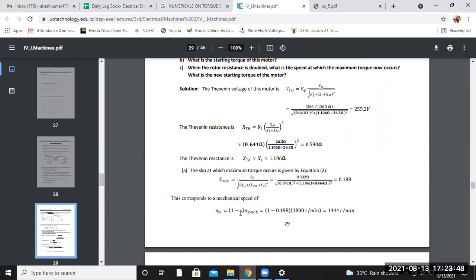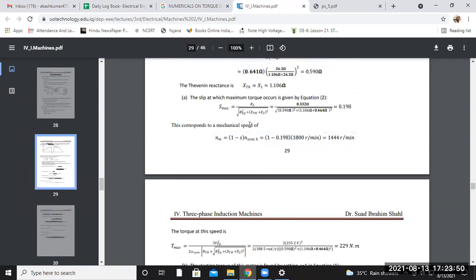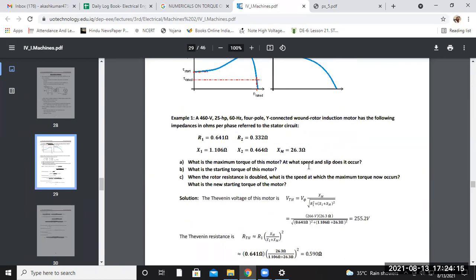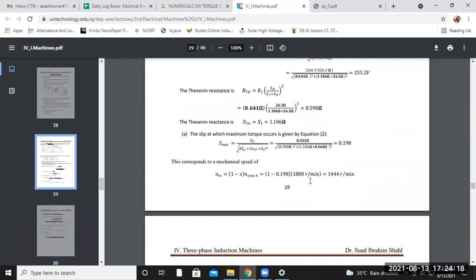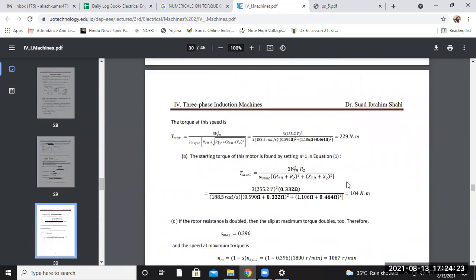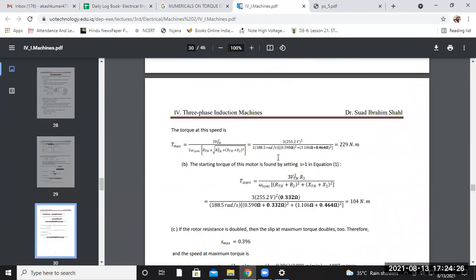Now, for that value, if you want to find the corresponding mechanical speed, mechanical speed equals (1 minus s) times the synchronous speed. The value of slip is 0.198, which is less than 1, so it will be positive: 1 minus 0.198. Synchronous speed is 1800 rpm, which is given. From there you will get 1444 rpm. That is the mechanical speed of the induction machine.